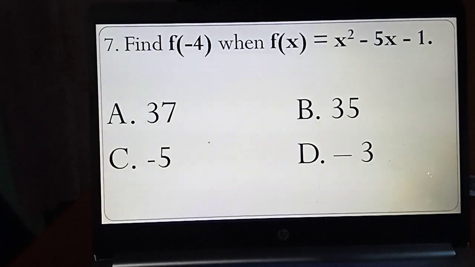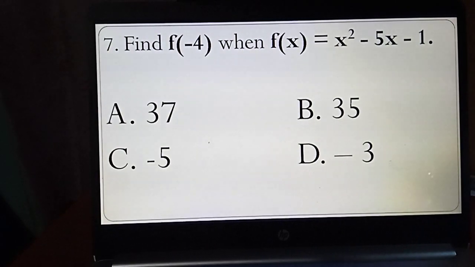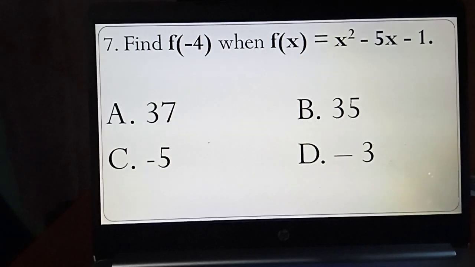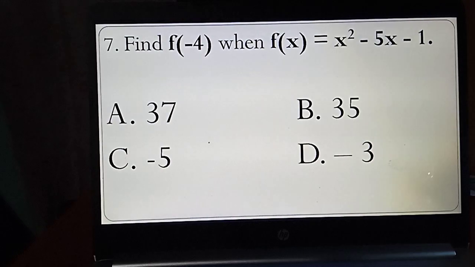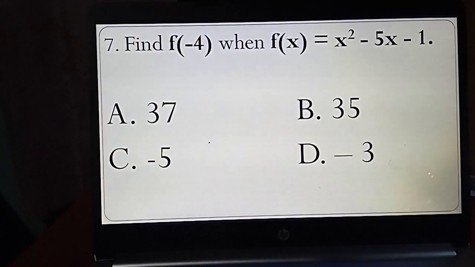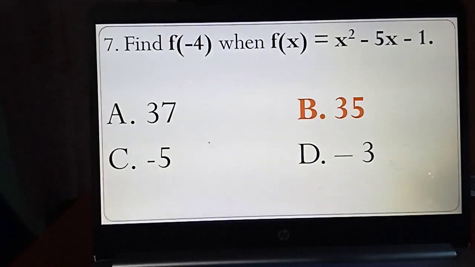So -4 squared is 16. -4 times -4 is positive 16. Then -5 times -4 is positive 20, minus 1. So therefore, 16 plus 20 equals 36, minus 1 equals 35. So the answer is letter B. That is letter B. Let us try to see. Okay, the answer is letter B.